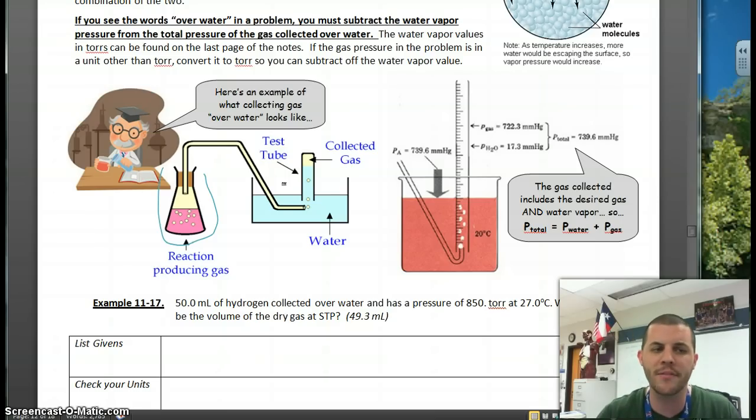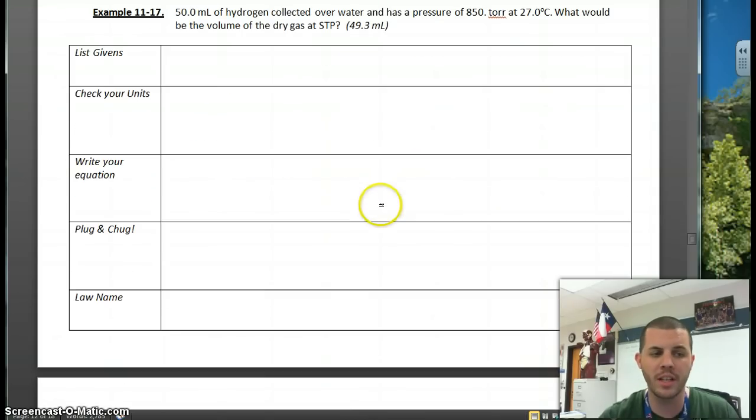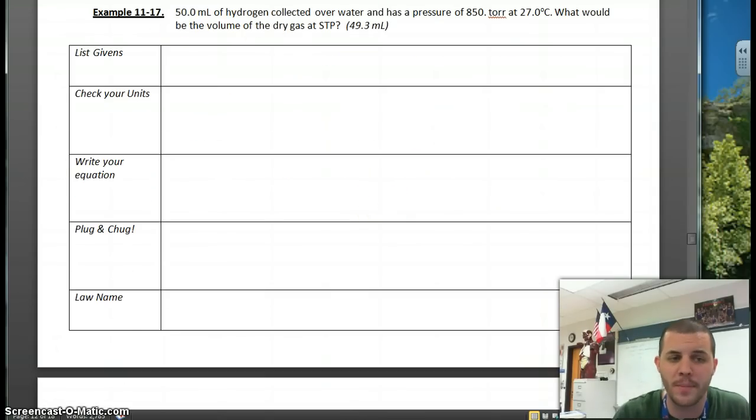Now, one thing that you have to take into consideration is that all of the gas which is inside of this is not all hydrogen gas. You've also got water vapor, which is going to be caused from the water evaporating. So what you have to do then is subtract out the vapor pressure. So let's go ahead and look at a problem. I've got 50 milliliters of hydrogen collected over water and has a pressure of 850 torr at 27 degrees Celsius. What would be the volume of the dry gas at STP?